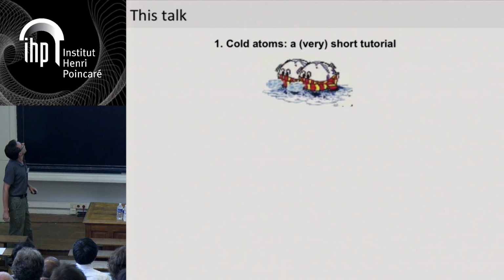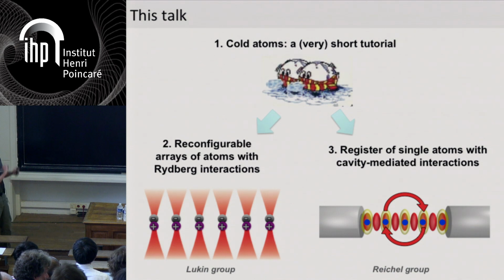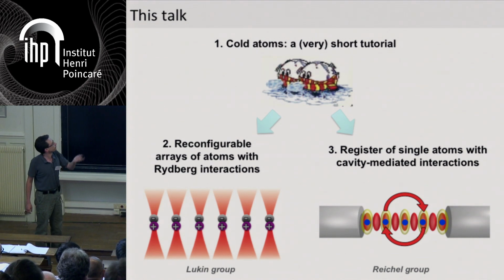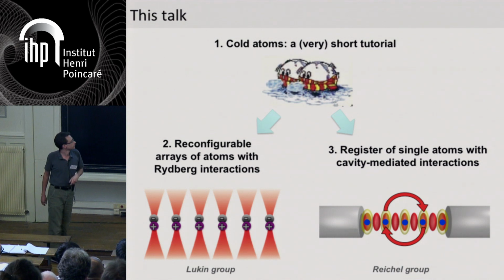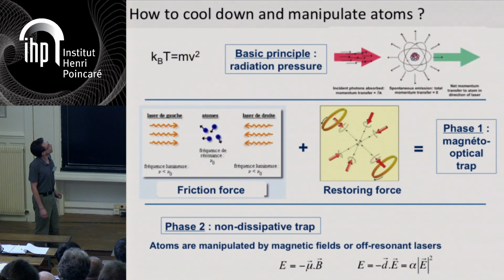Right, so here is the outline of my talk. I thought it would be nice to start with a very short tutorial on cold atoms, because probably not everyone in the audience is expert in this field. And then I will move on to describing these 2 experiments I've talked about. So the Rydberg atom array experiment performed in the Lukin group, and the register of single atom with cavity-mediated interactions performed in the Reichel group. Right, so let's start with cold atoms. So how to cool down and manipulate atoms.